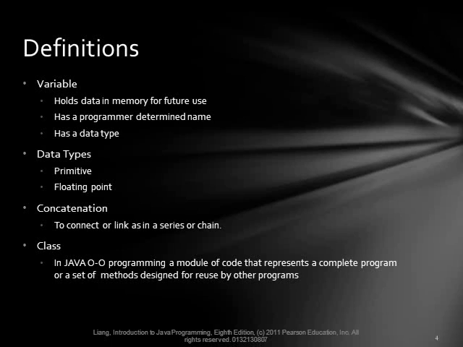All right, some more definitions. One is we have to understand variables. And in this lesson, we're going to just very briefly touch on variables. Further lessons in the chapter will get into more detail. But as the definition implies, a variable holds data in memory, in random access memory, for future use in our program. It has a name, which the programmer determines what that name should be.